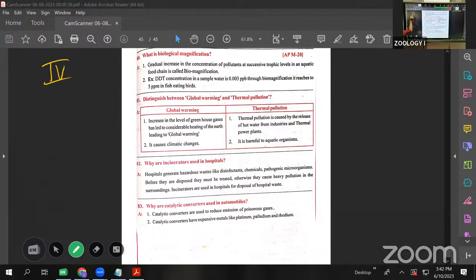Next, the fourth lesson SAQs, animal diversity 2. In that, the differences between the cartilaginous and bony fishes.